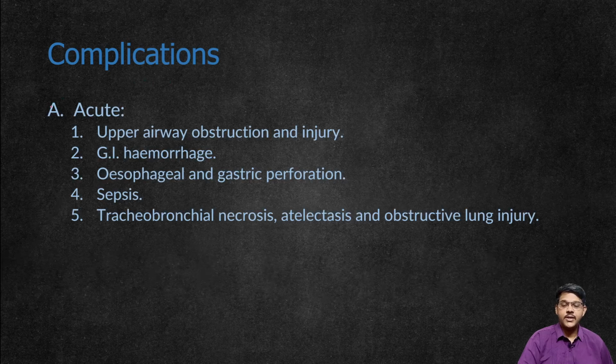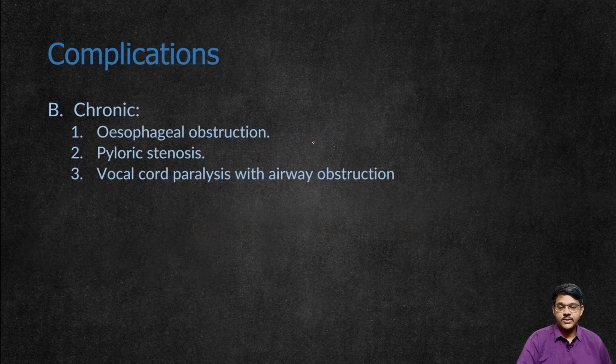Coming to complications, they can be acute and chronic. Acute complications, mainly because of corrosion, include stricture formation, constriction, airway obstruction and injury, GI hemorrhage, esophageal and gastric perforation, sepsis, tracheobronchial necrosis, atelectasis, and obstructive lung injuries. Chronic complications are seen when the person is long-term affected by the poisoning. There is esophageal obstruction and pyloric stenosis, mainly because of scar formation. Vocal cord paralysis with airway obstruction may also occur.